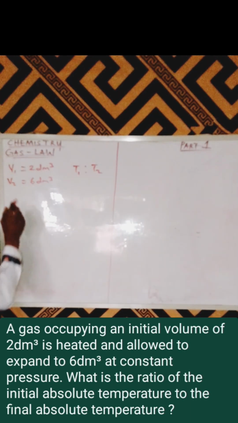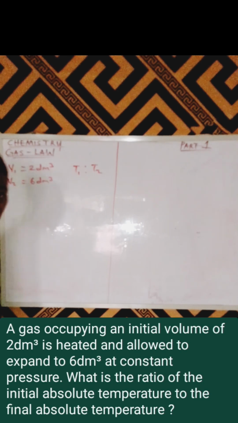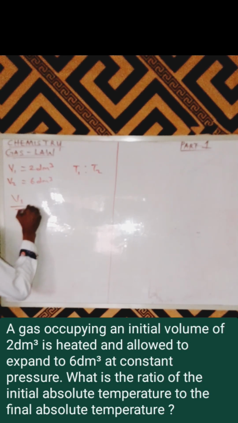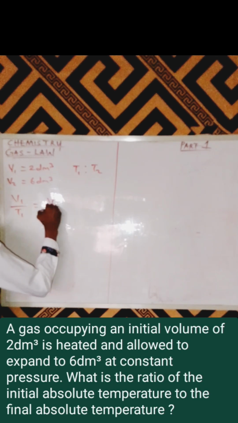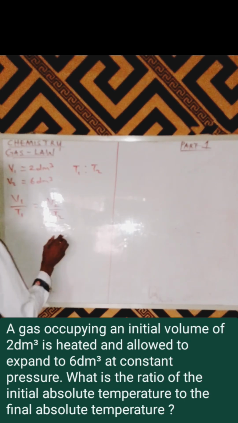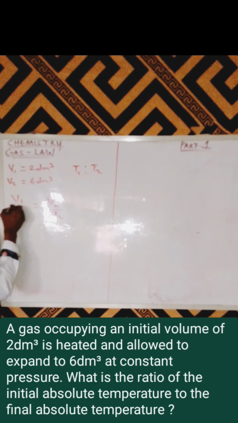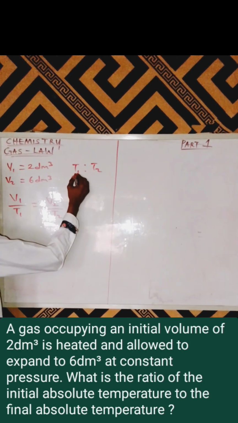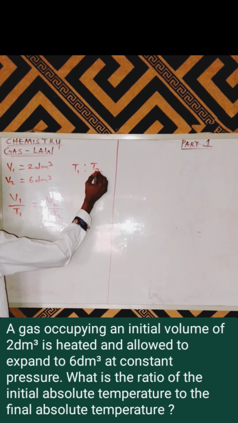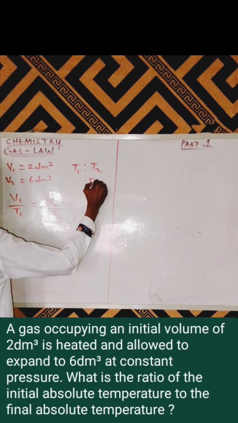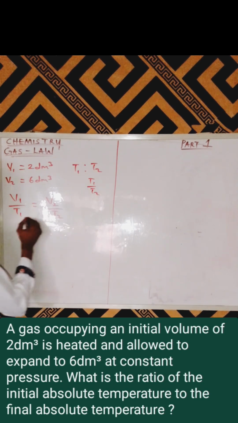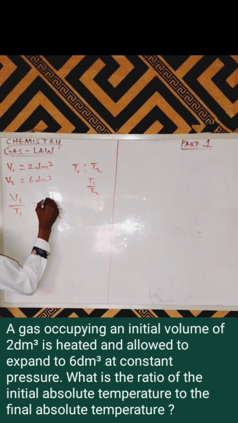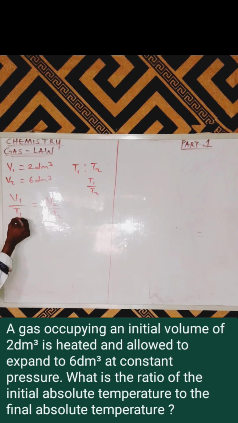Now, what formula is linking V and T? That's Charles's law, right? V1 over T1 is equal to V2 over T2. Since I'm looking for the ratio of T1 and T2, I'll bring them together. That's the ratio of T1 to T2, the same as T1 over T2. It's mathematics, so I can bring this T1 over here and bring this V2 over here.